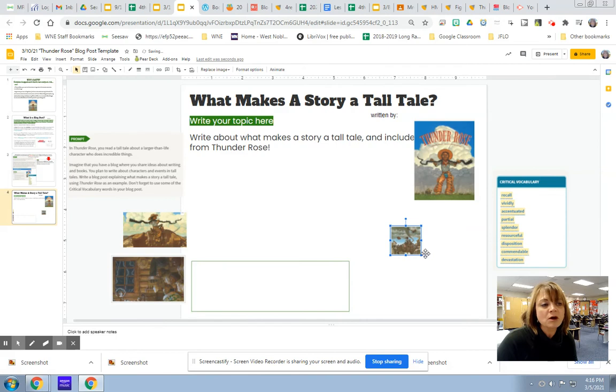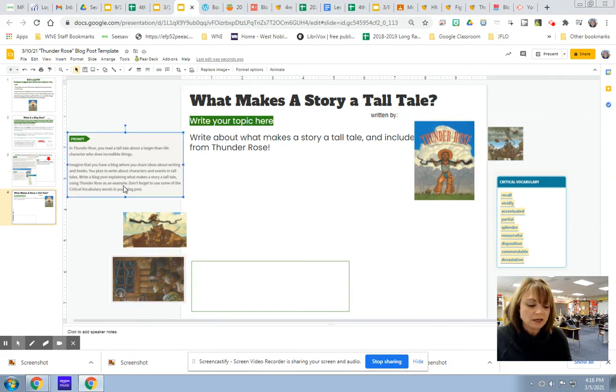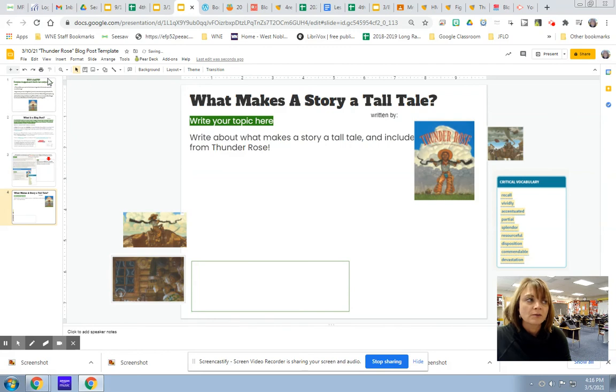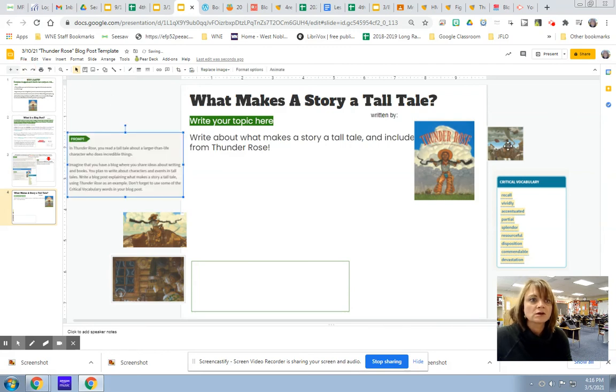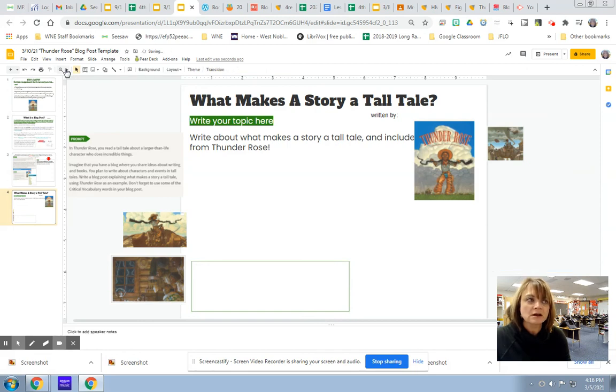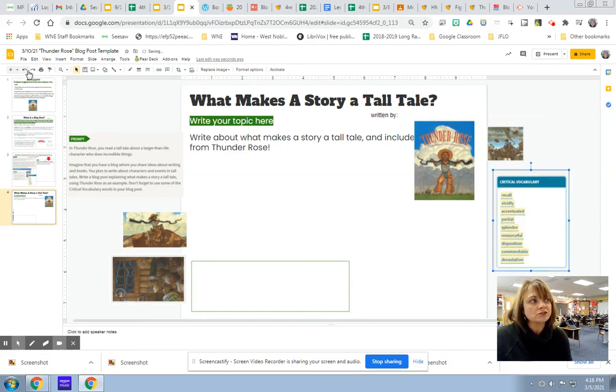You can make them smaller. I do not suggest making them much bigger. You won't have room to write, and none of your 4th grade teachers are going to like that. But you can pull those pictures right over on your own blog post slide. When you're finished, you can delete the prompt and you can delete the critical vocabulary word. You just hit backspace and it goes away. If you accidentally delete it before you're done, just hit undo and it will come back just like that.